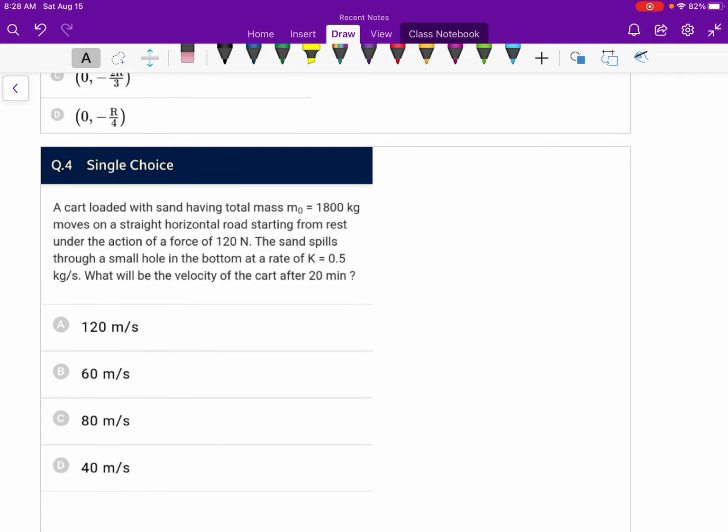A cart loaded with sand having total mass m0 starting from S under the action of this, the sand spills through a small hole. The sand spills through a small hole in the bottom at a rate of this. What will be the velocity of the cart after 20 minutes? So guys, this is problem from variable mass system, and for variable mass system we have equation m dv by dt is equal to f plus v relative dm by dt. Now when sand spills, its relative velocity is 0. With respect to the cart, the velocity of sand is 0 at the time of separation. So this term is equal to 0.